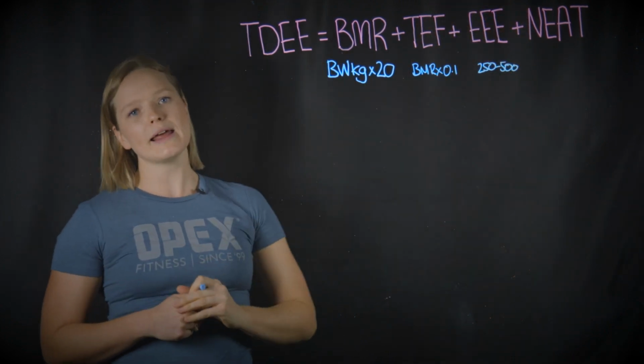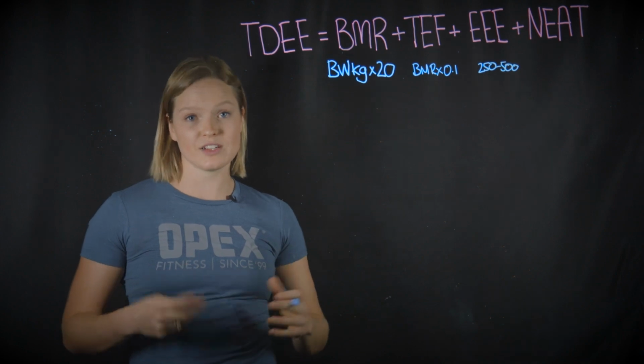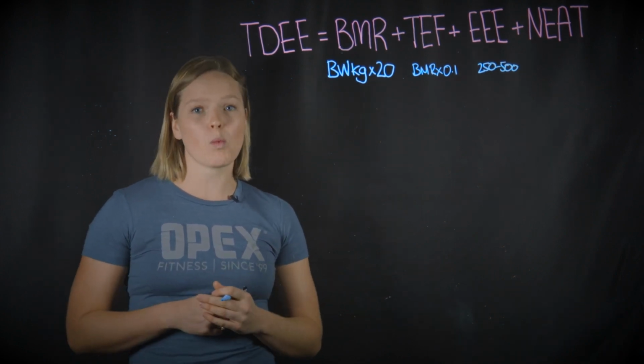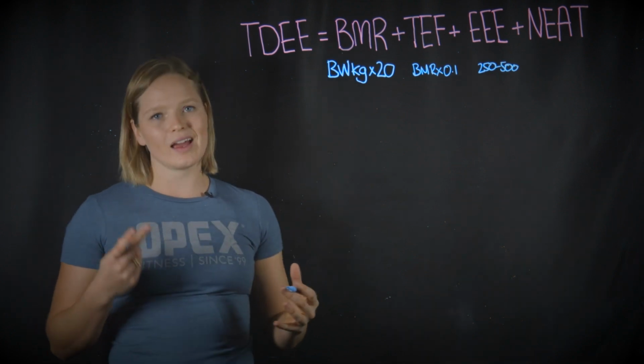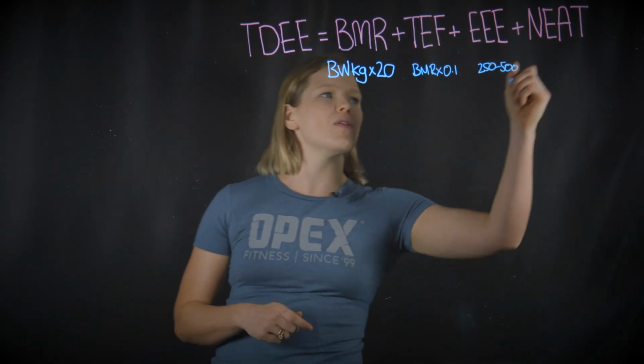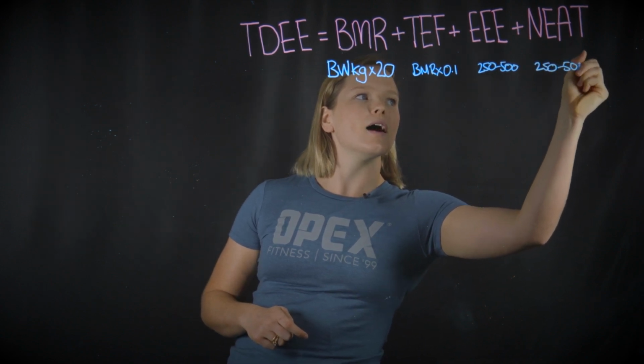And then on the right-hand side, NEAT, non-exercise activity thermogenesis, that's going to be what they're burning just from walking around and moving around throughout the day. Again, roughly 250 to 500 on that side, just depending on how active they are.